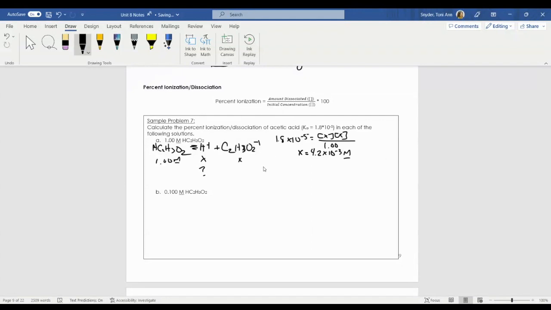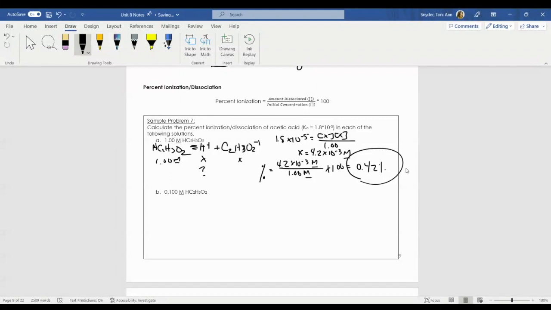So to find my percentage of ionization or my percent dissociation, they mean the same exact thing in this case, I'm going to take my concentration of whatever dissociated, and I'm going to divide that by the initial concentration, because this percentage of the whole is giving me what percentage of the ions broke apart. Times that by 100, and I would find that 0.42% of those one mole of acetic acid molecules have dissociated. So that's essentially like 1 per every 200 have dissociated.